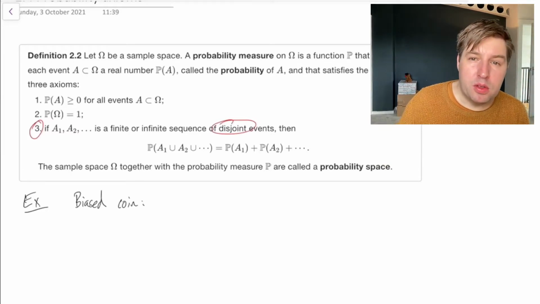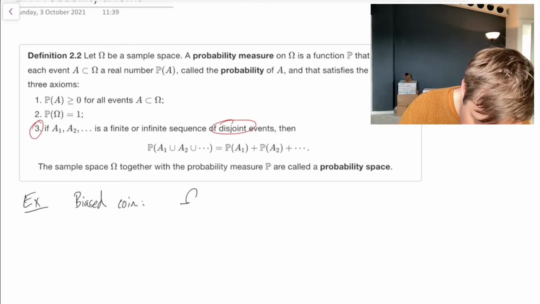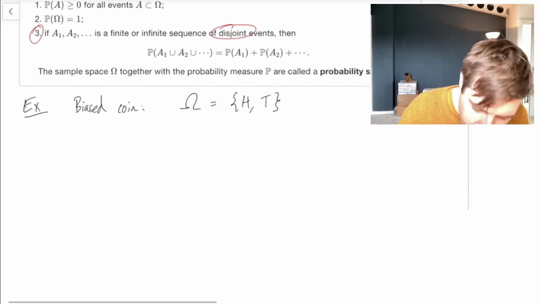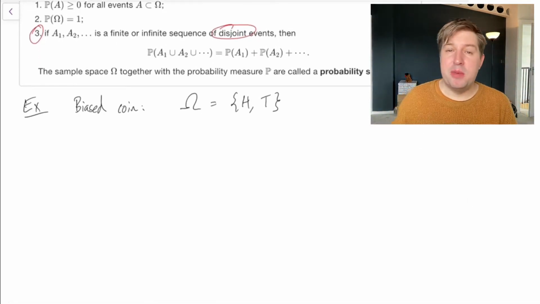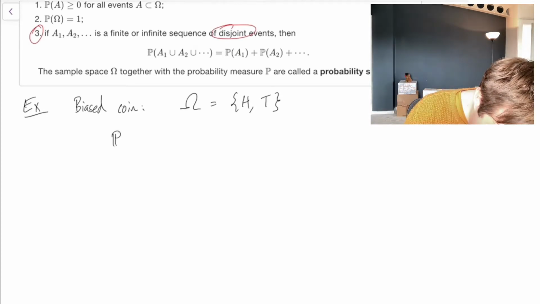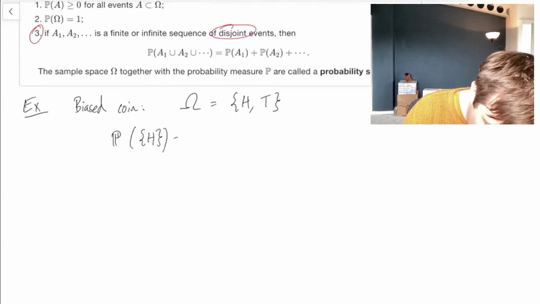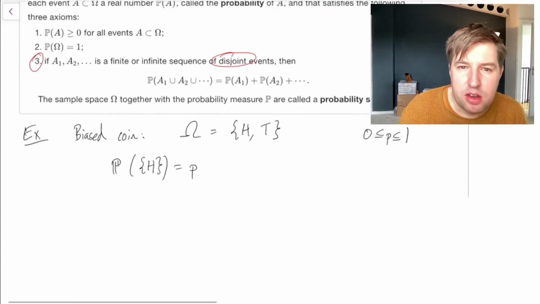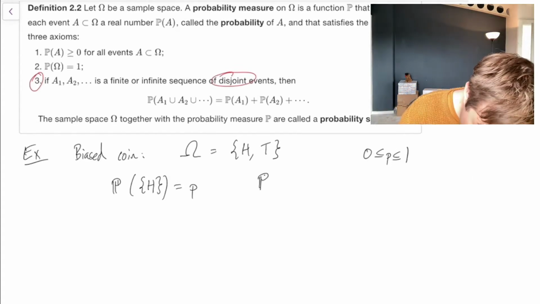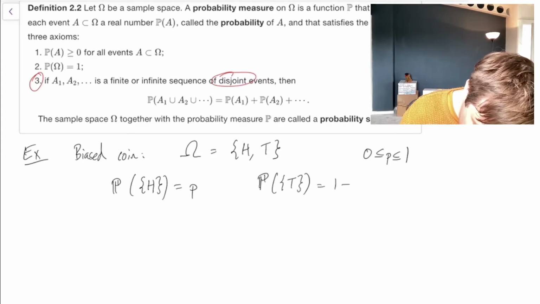So we'll remember that the relevant sample space here is it can land heads or it can land tails. And so to say what the probability measure is, I've got to give the probability of every event. So the probability of getting a head with my biased coin is going to be P, where P is some number between 0 and 1. You perhaps won't be surprised to learn that I'm going to say that the probability of getting a tail is 1 minus P.